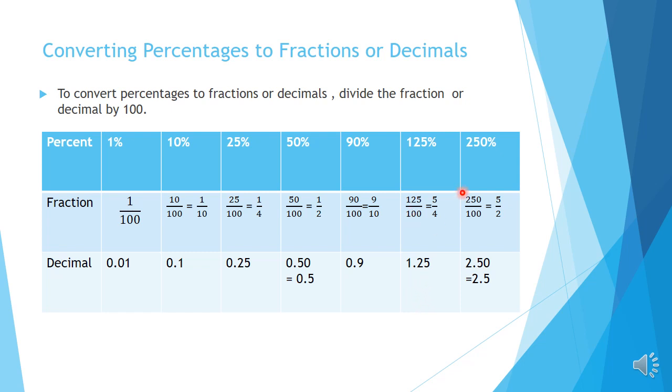Okay, now 250 is the last question. 250 percentage, so we are dividing by 100. 250 by 100 and 0 gets cut. Upside is 25, downside is 10. We can cut by 5. 5 in 25 goes 5 times. 5 in 10 goes 2 times. So we are left with 5 by 2. Fractional form answer is 5 by 2, and decimal form 250 by 100. So at point putting time we get 2.50, and this 0 has no value, so we are writing as 2.5.